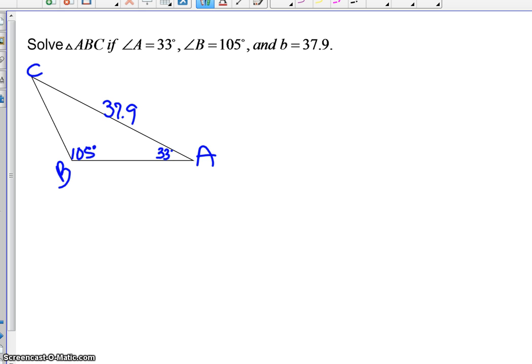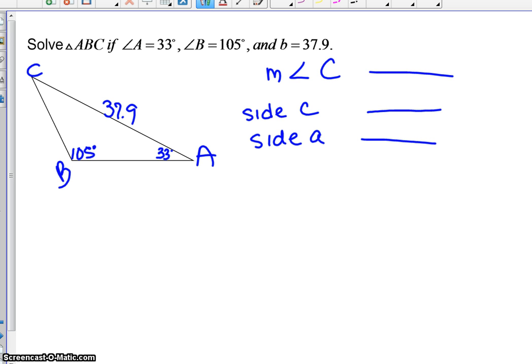Okay, so we're missing three things. And it's always going to be three things that we're looking for when they say solve a triangle. In this case, we're missing the measure of angle C. We have the measure of angle A and B. We're missing the length of side C and the length of side A. And it's in no particular order. We don't have to solve it in this order.